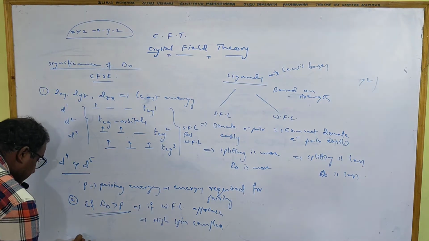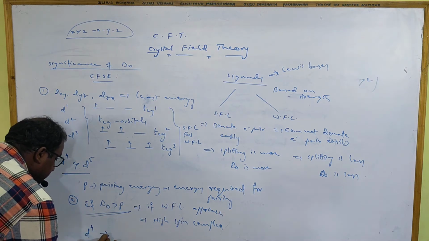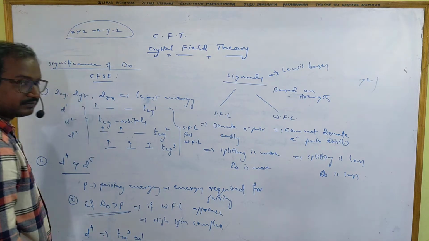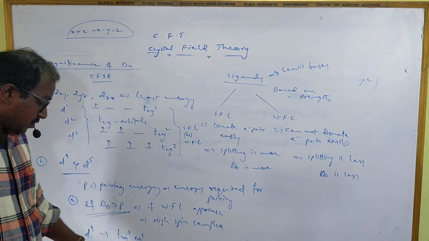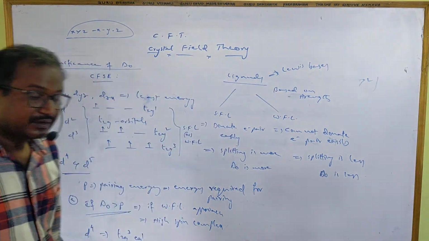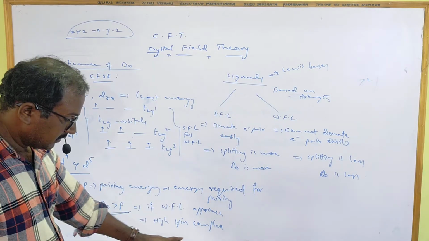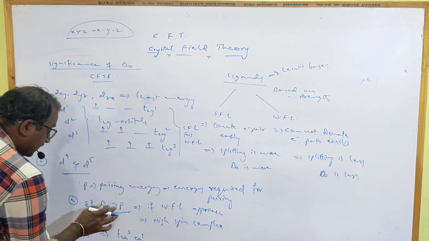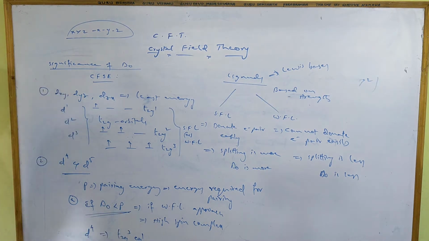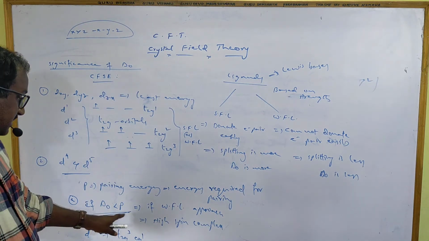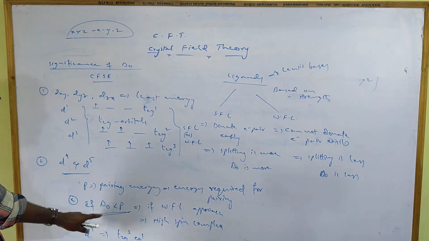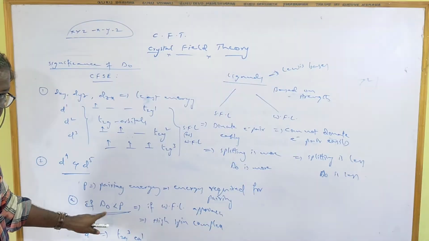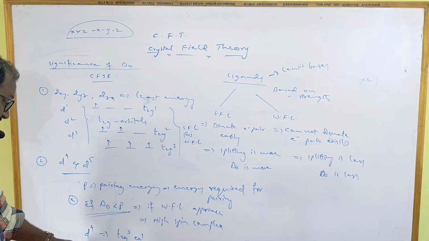In this case, in case of d4, the configuration becomes like this: t2g3 eg1, when weak field ligands are there. I'm sorry, that is wrong. If delta O is less than P, I'm sorry, I made a mistake. If delta O is less than P, weak field ligands approaching, high spin complexes, then d4 means t2g3 eg1. Delta O less than P, just a mistake here.